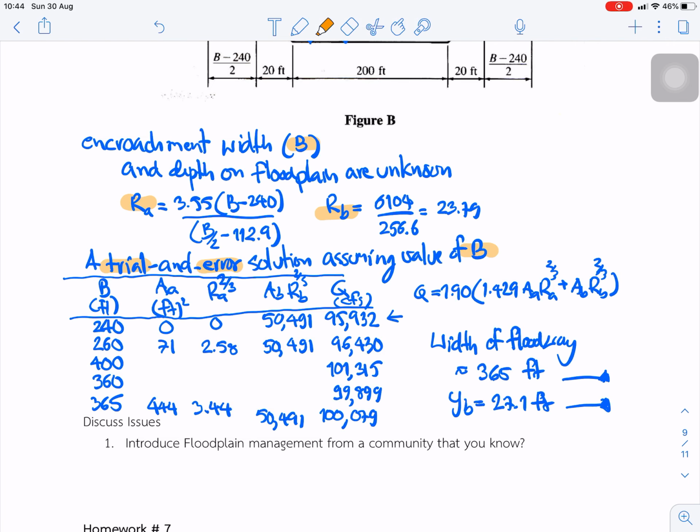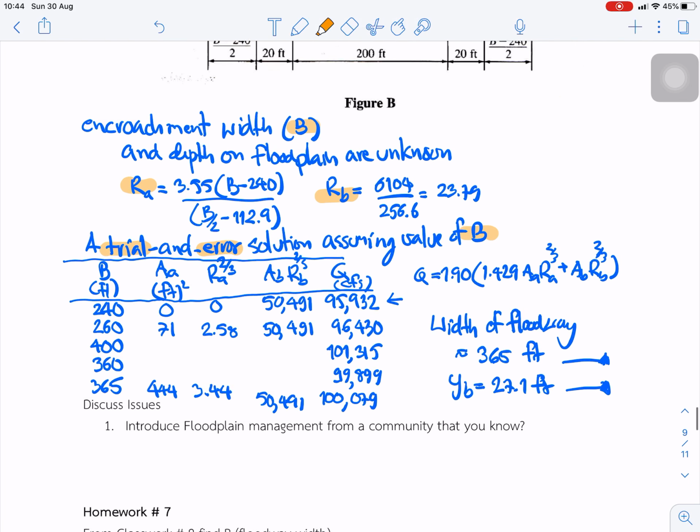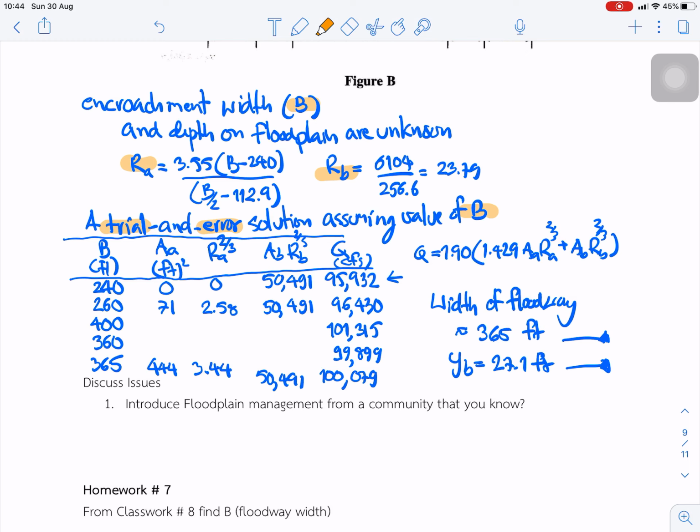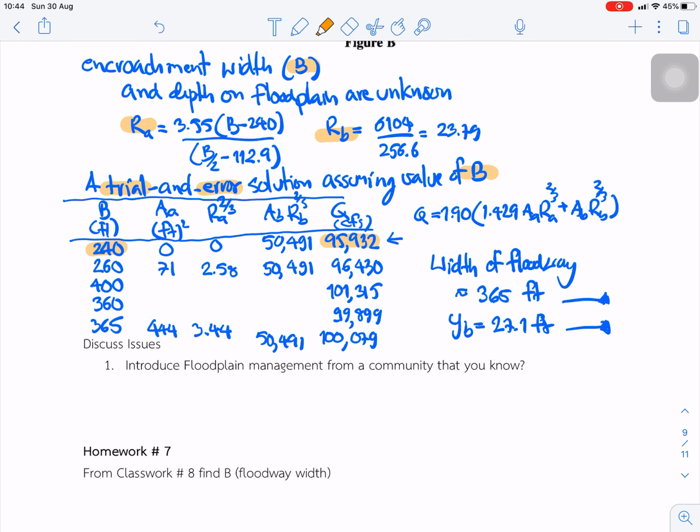Assume the encroachment width starts from 240, so we get Q from this equation. Once we increase B, Q increases until we get 365, which comes closer to 100,000. So we can find the solution: the width of the floodway is 565 and the normal depth is 27.1 feet.